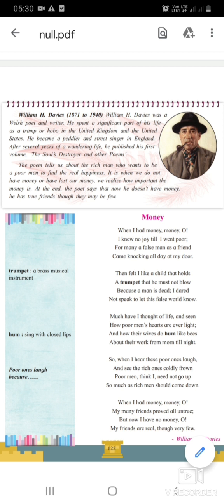When I had money, oh. See the first line of the first stanza. The figure of speech is repetition. Here, money, this word is repeated. So, the figure of speech is repetition.